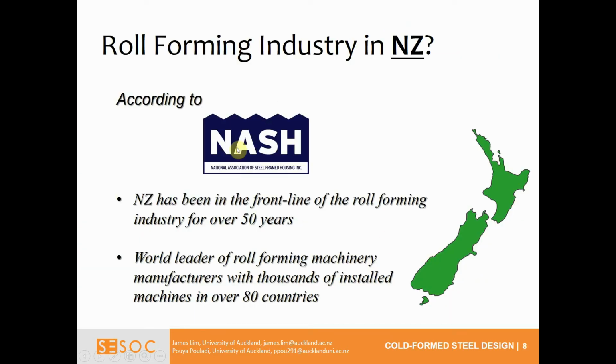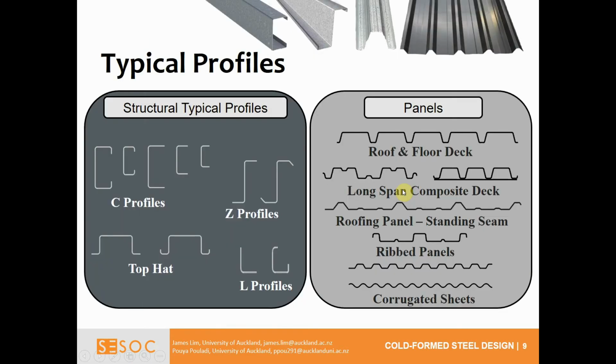So there's an organization in New Zealand and also in Australia, and it's called NASH. If you wanted some information later on, please just Google NASH, and you'll be able to find out some of their information about the rolling machines and what can be manufactured by the New Zealand industry.